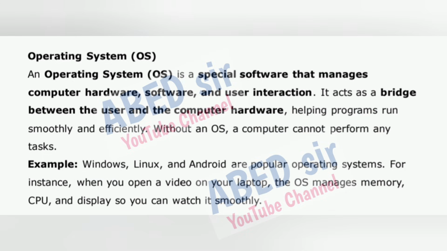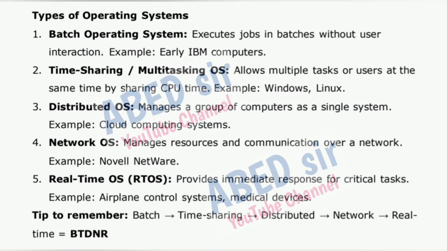Example: Windows, Linux, and Android are popular operating systems. For instance, when you open a video on your laptop, the OS manages memory, CPU, and display so you can watch it smoothly. Types of operating systems. 1. Batch operating system, executes jobs in batches without user interaction. Example, early IBM computers. 2.